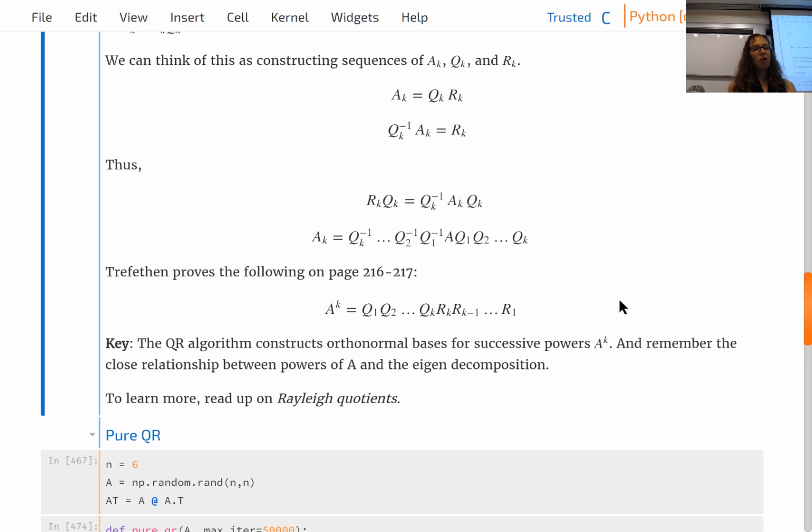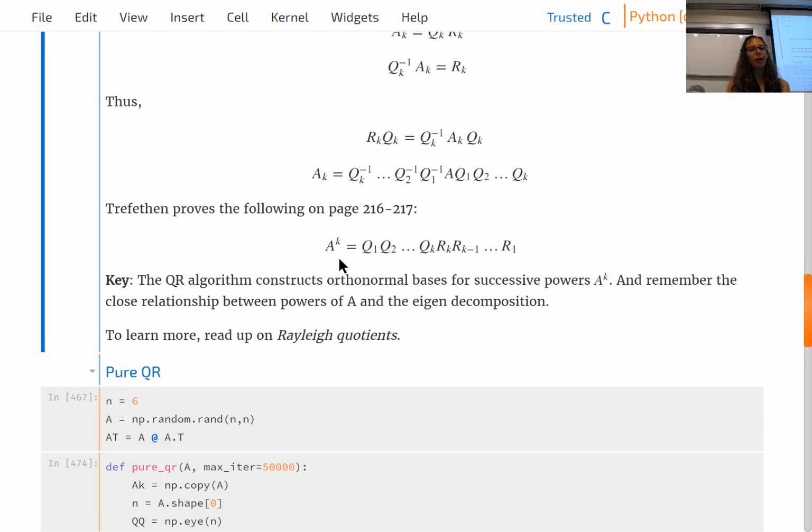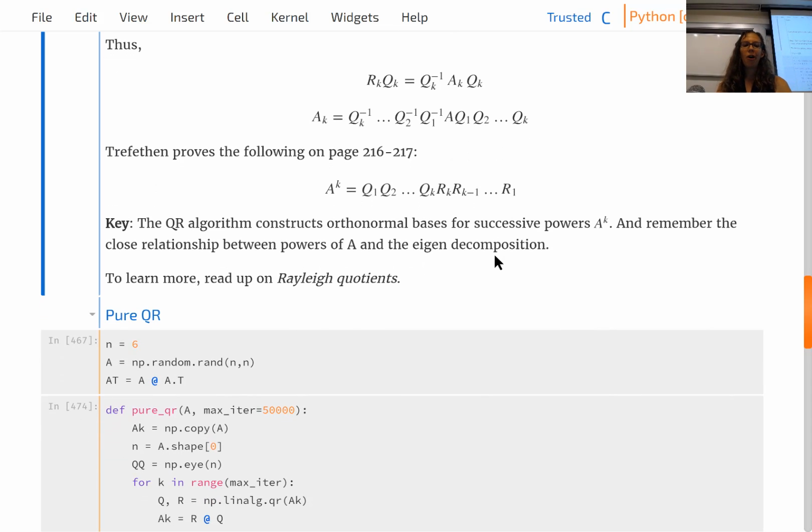And then Trefethen has a proof. I was using these subscript k's to talk about the values we were getting each time we iterated, to denote that we had a different Q, R, and A for each iteration. Here I'm taking a power again. So A raised to the kth power is going to be equal to Q1 times Q2 dot, dot, dot, Q_k times R_k dot, dot, dot, R1. You can look in Trefethen on page 216, 217 for the proof if you're interested. But the main idea is that the QR algorithm is coming up with orthonormal bases for successive powers of A.